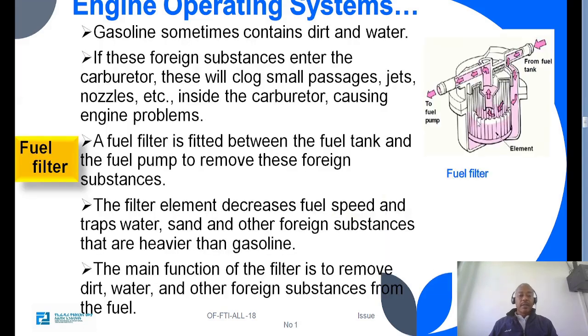The fuel filter. Gasoline sometimes contains dirt and water. If this foreign substance enters the carburetor, it will clog a small passage, jet, nozzle, etc. inside the carburetor, causing engine problems. A fuel filter is fitted between the fuel tank and the pump to remove this foreign substance.